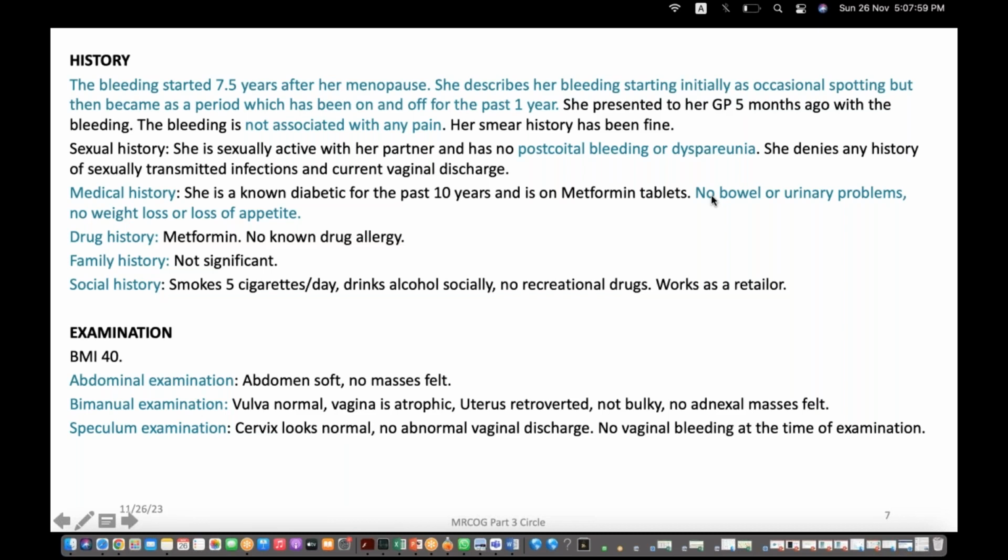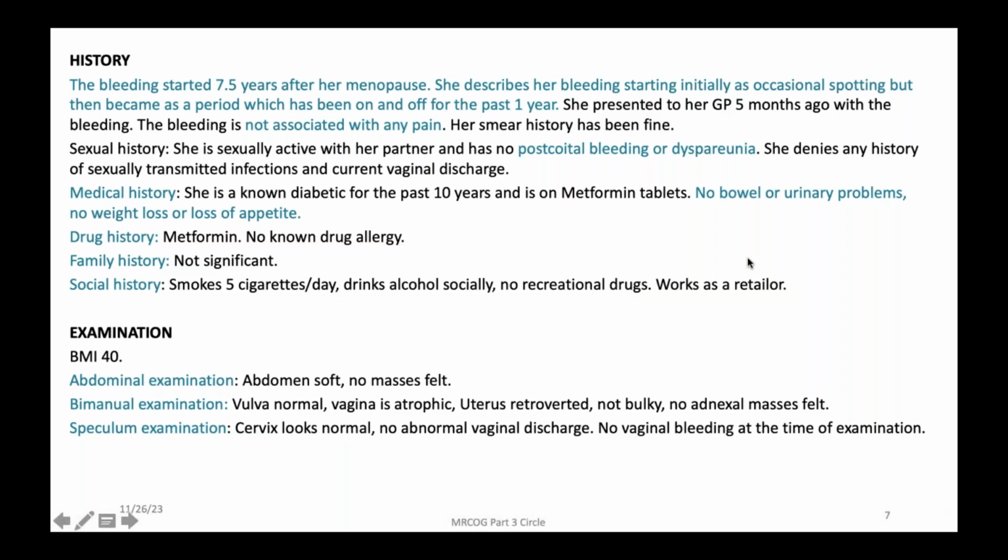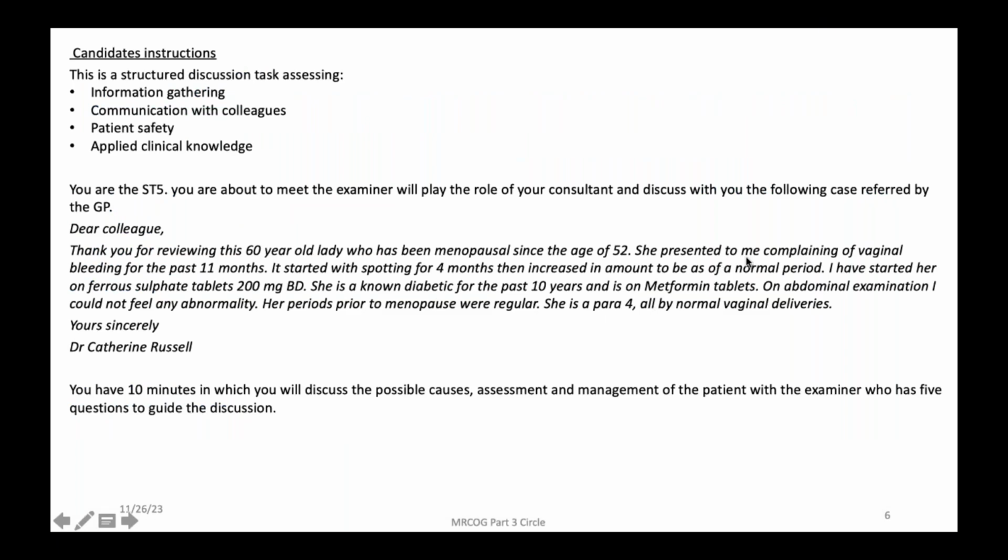Family history, and you specified good. Family history of cancer, that's what's relevant. Family history of cancer or bleeding disorders, that can be relevant as well. And then social history in terms of her smoking habits, alcohol, recreational drugs, what she does for the living, and her support. Yes, Moniza, obstetric history. Thank you for writing that down. Obstetric history here is very important. But then I skipped it here because it's already mentioned in the letter. Para 4, all by normal vaginal deliveries. Okay, but yes, you're right, it's relevant.